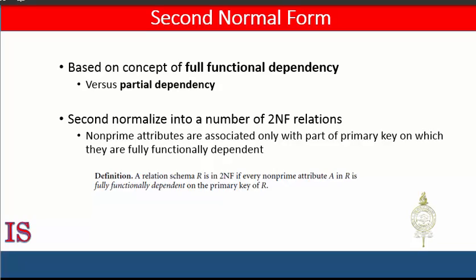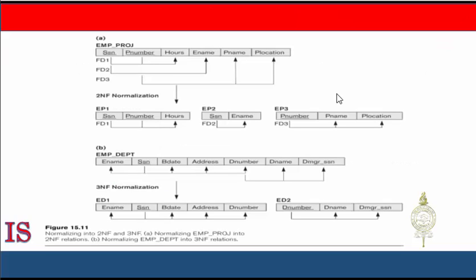If a relation schema is not in second normal form, it can be second normal form normalized into a number of second normal form relations in which the non-prime attributes are associated only with the part of the primary key on which they are fully dependent. Therefore, the functional dependencies that we looked at in that previous graphic lead to the decomposition of improj into three relations, EP1, EP2, and EP3, as shown in this figure.